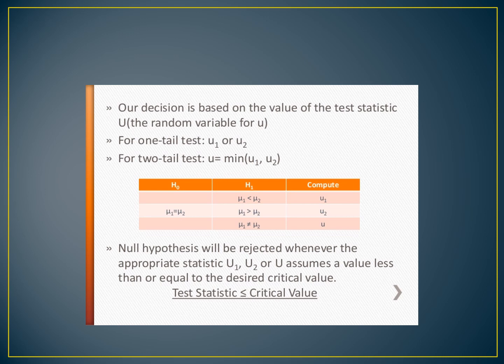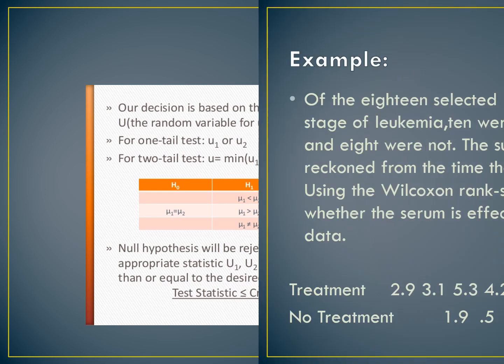For a one tail test, use U1 or U2. For a two tail test, U is equal to the minimum of U1 and U2. And there's the table. The null hypothesis will be rejected whenever the appropriate statistic U1, U2, or U assumes a value less than or equal to the desired critical value. Test statistic is less than or equal to critical.